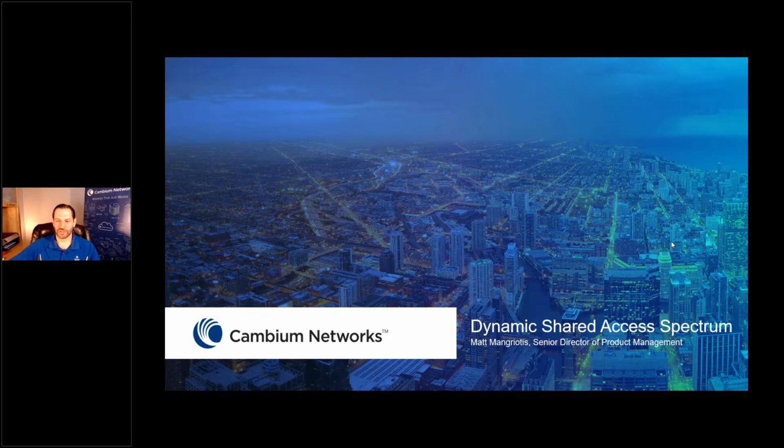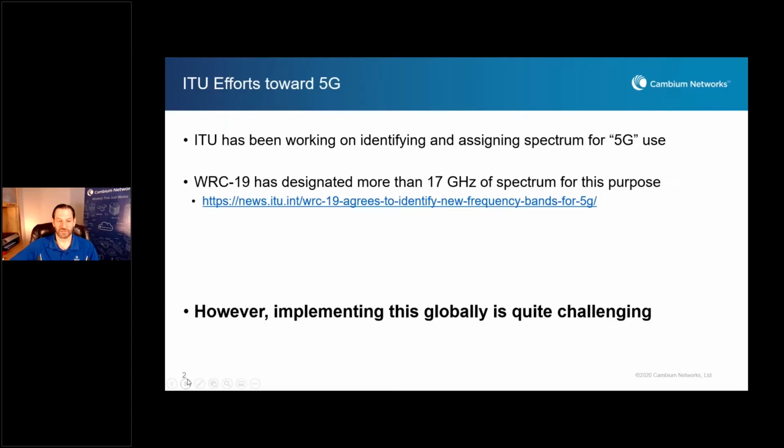Today we're going to talk a little bit about dynamic shared access spectrum. It's a mouthful, but what it means is the ability to share spectrum among different users. It's a really important concept to help alleviate some of the problems associated with the lack of spectrum and the lack of the ability to use existing spectrum.